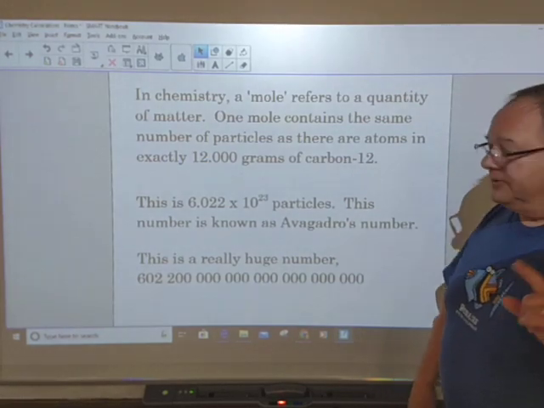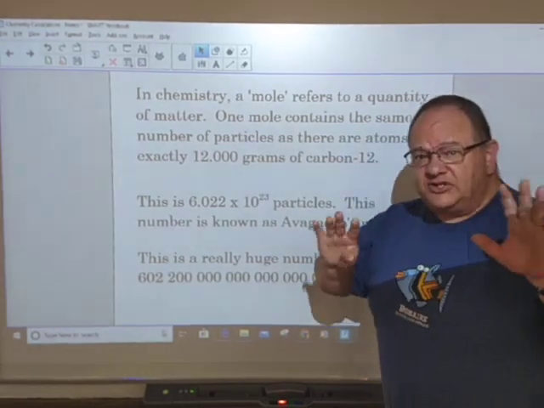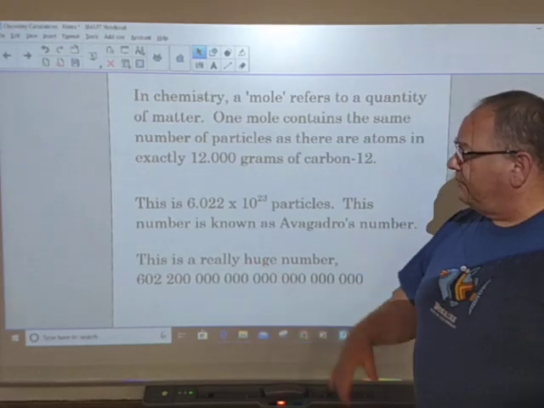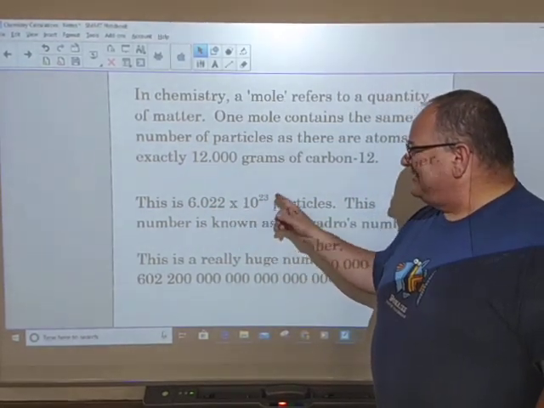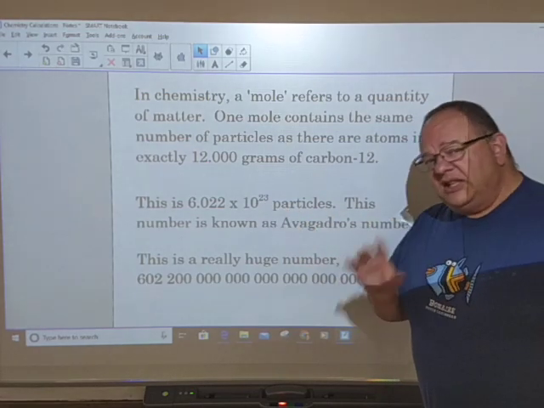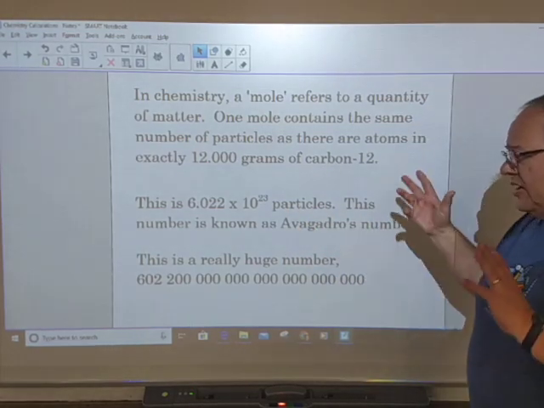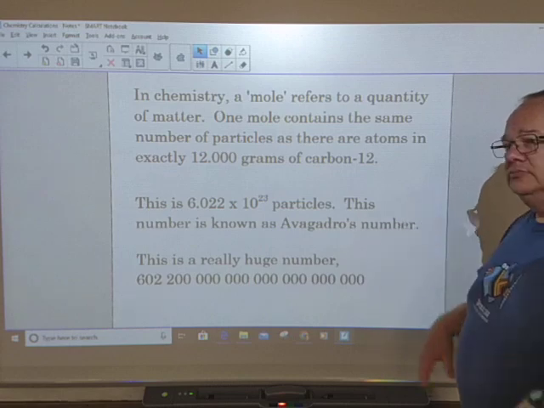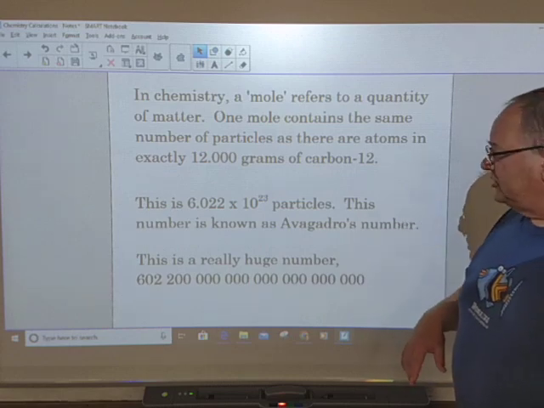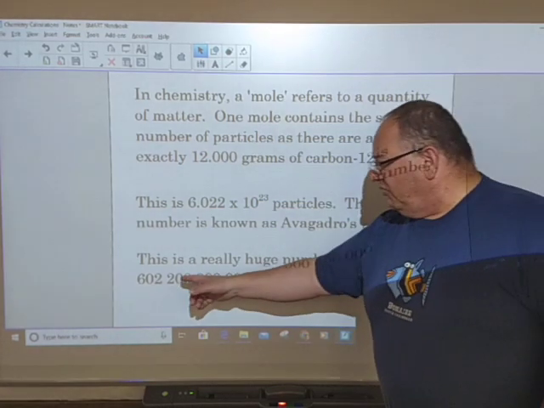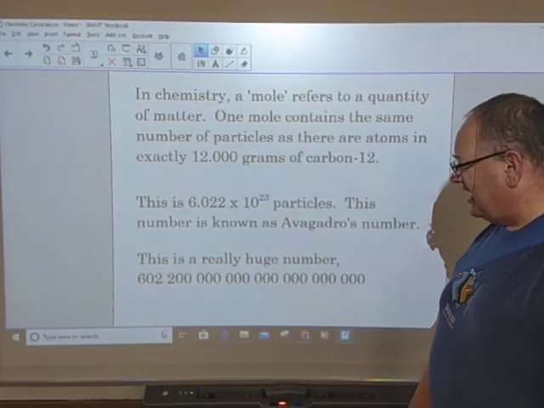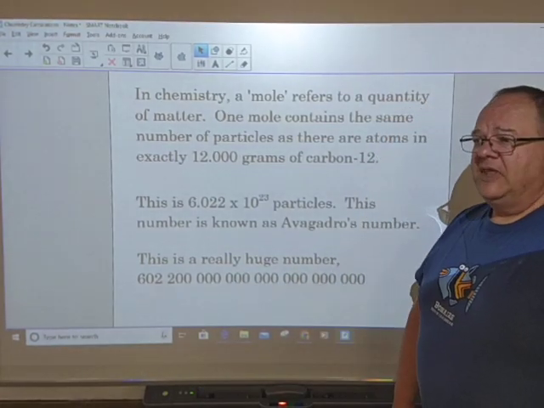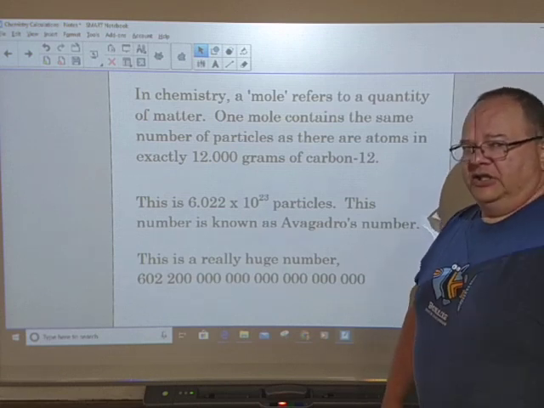Now, it's a big number. To 4 sig figs, and it's been measured a lot more accurately than that, but to 4 sig figs, 6.022 times 10 to the 23rd particles. And that number is known as Avogadro's number, who was a mathematician and chemist. Okay? If you wrote that out, that's a really awkward number. I mean, that's a lot. It's huge. It's mind-bogglingly huge.